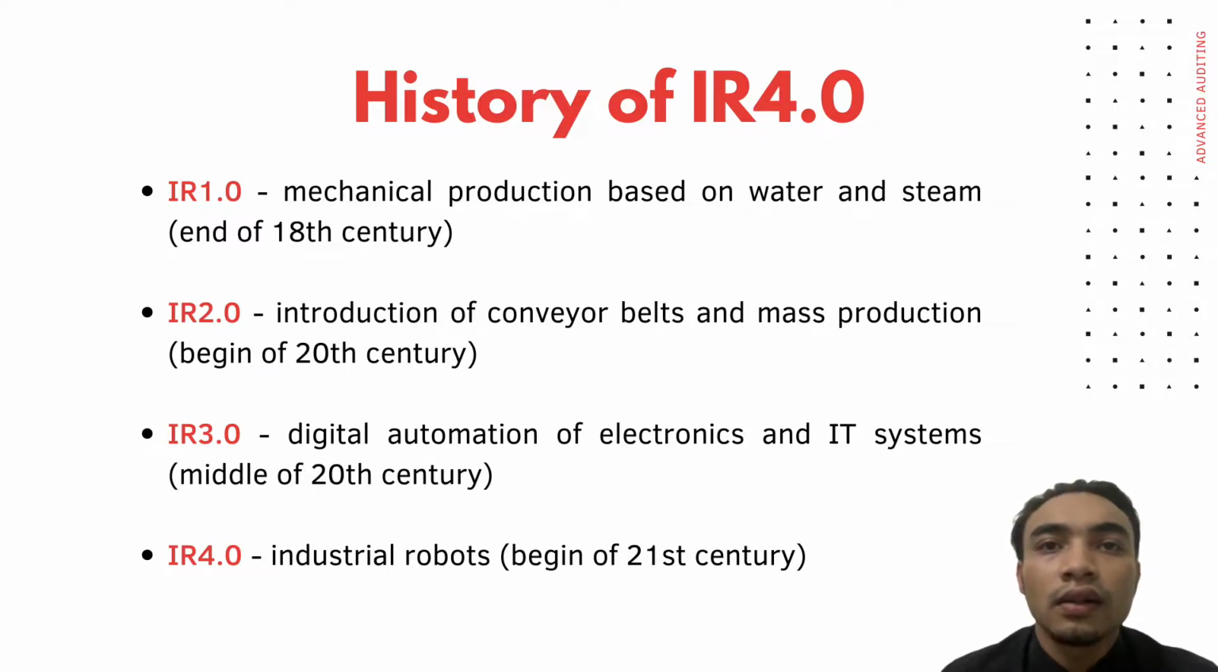The third IR occurred in the digital automation of production by the usage of electronic and IT systems. Industrial robots, which are a key driver in IR 4.0, have evolved significantly at the beginning of the 21st century.